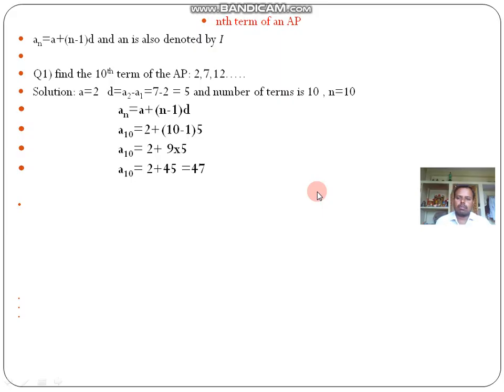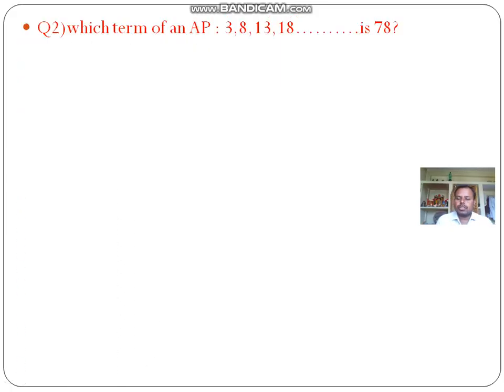Okay, let us move to the next problem. Which term of the AP 3, 8, 13, 18, etc. is 78? In this arithmetic progression, the first 4 terms are given. Similarly, if you continue this sequence, we have to find which term the number 78 is.